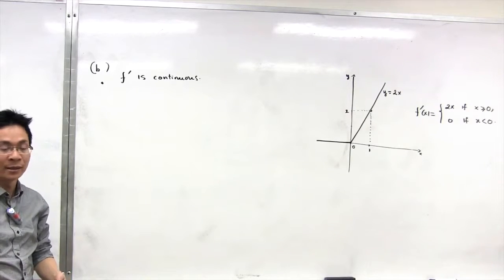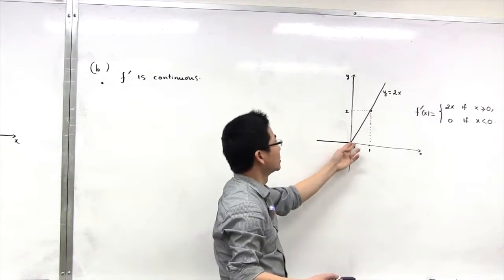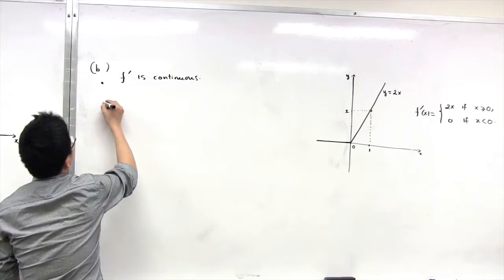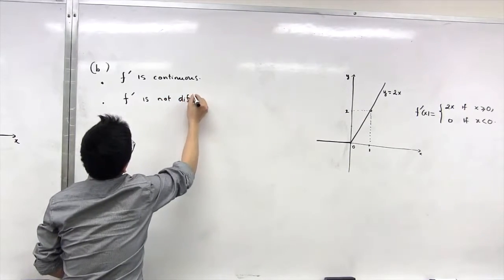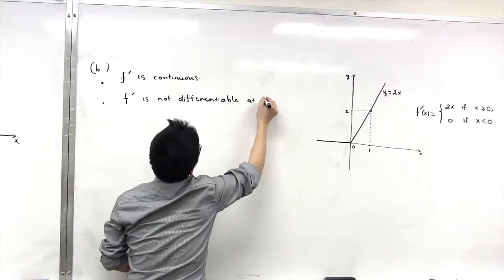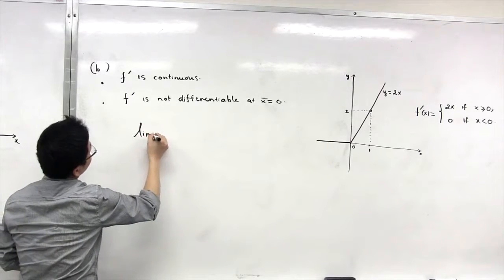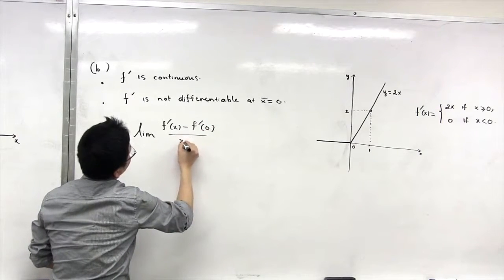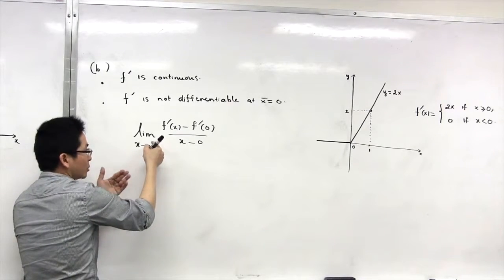Based on the formula of the derivative function, we can easily show that f prime is continuous at any point in R. Okay, so now we are going to show that the derivative function is not differentiable at 0, and therefore it is not differentiable. Okay, so to do so, we will look at the limit of f prime of x minus f prime of 0 over x minus 0 as x approaches 0 from the right and the left.